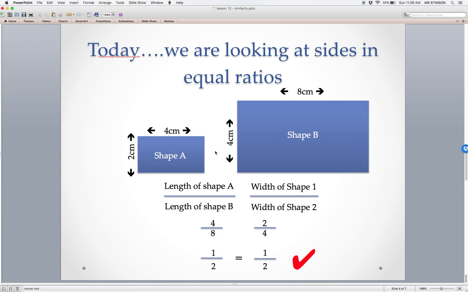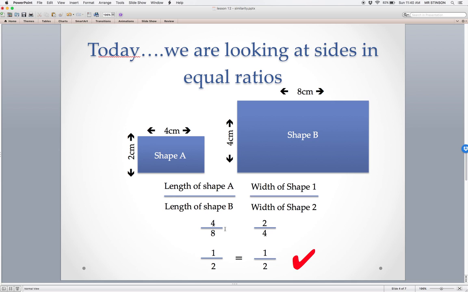So, let's match up some sides. If we take the length of shape A, which is 4, and match it up to the length of shape B, they're the two matching sides. What we do in similarity is create a ratio or a fraction that shows the relationship between these two sides. So we'd say length of shape A over the length of shape B. Simply match them up and make a fraction. Now put in some values. The length of shape A is 4 and the length of shape B is 8. So we get a fraction which is 4 over 8.